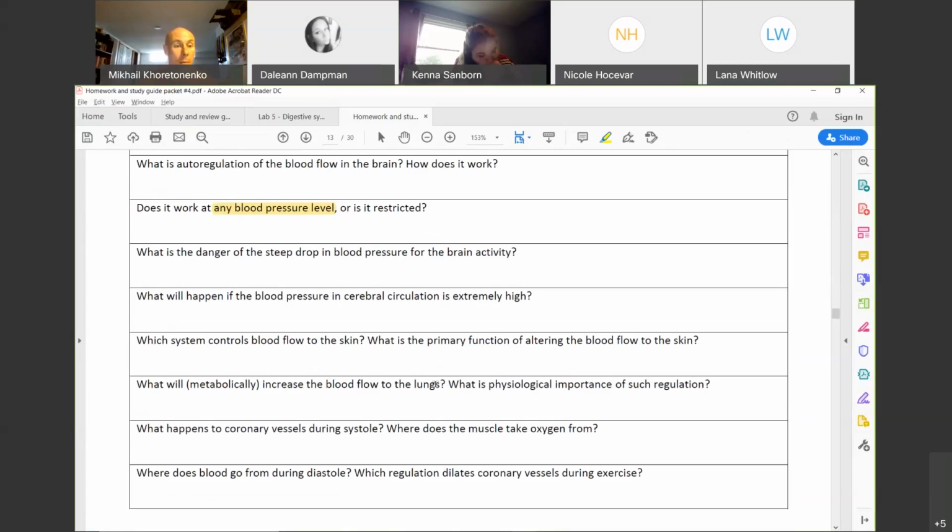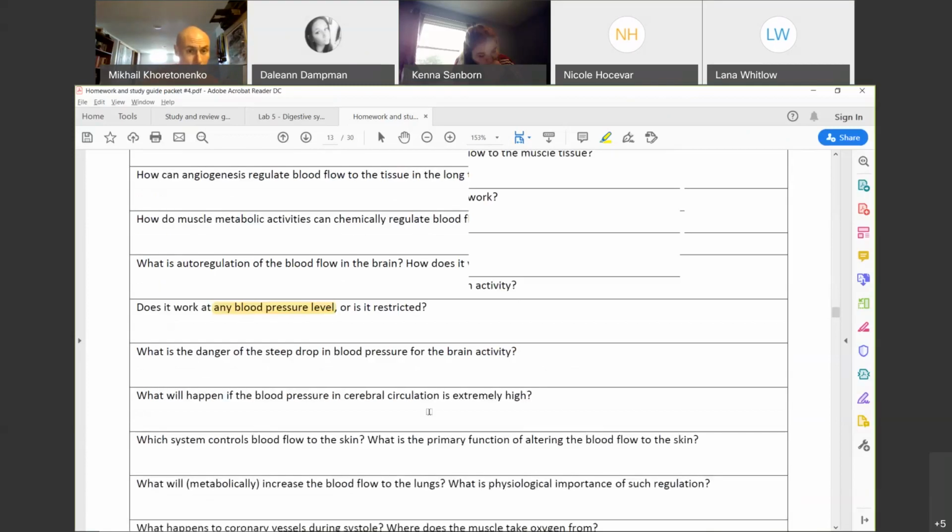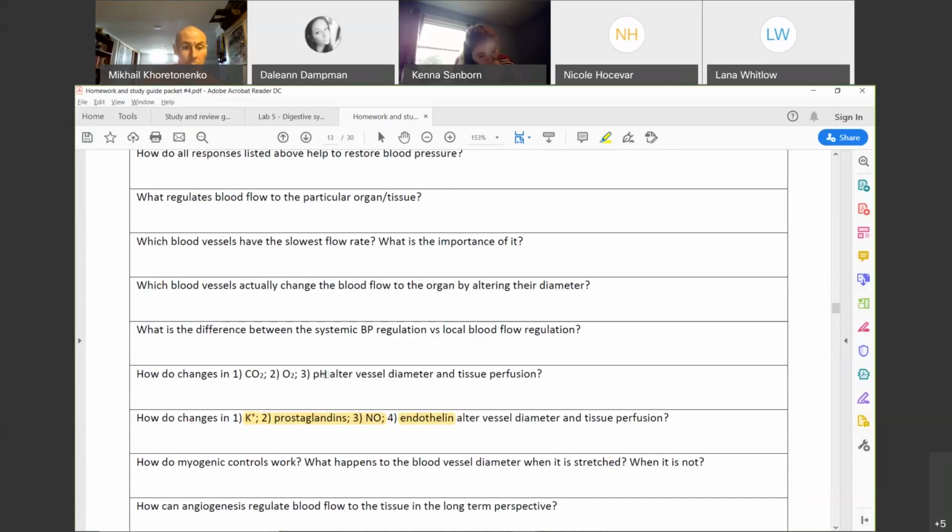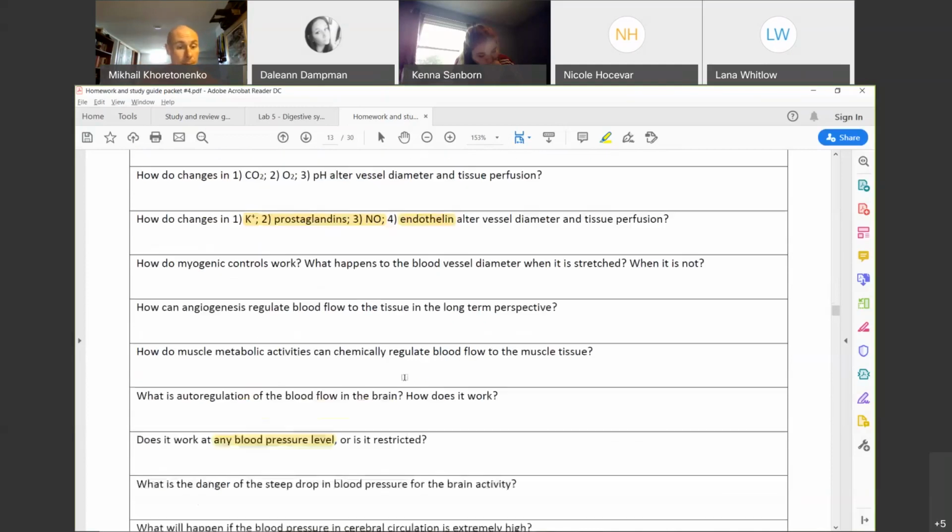So when lungs are saturated with oxygen, blood flow to the lungs will increase to pick up all that oxygen. When lungs are deprived of oxygen, blood flow to the lungs decreases. So basically for the lungs, the CO2, O2, pH changes are the opposite. For the lungs, only for the pulmonary circulation. When CO2 is down, oxygen is up, pH is up, then the blood flow to the lungs increases.